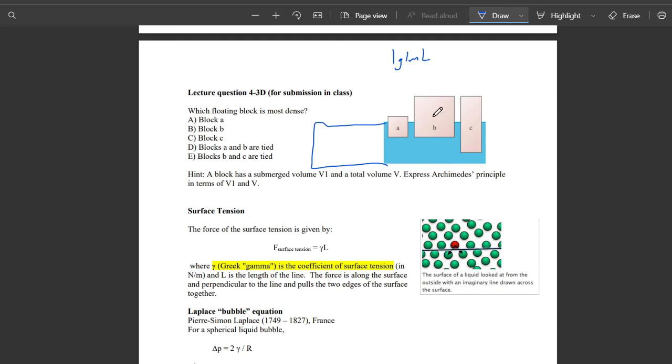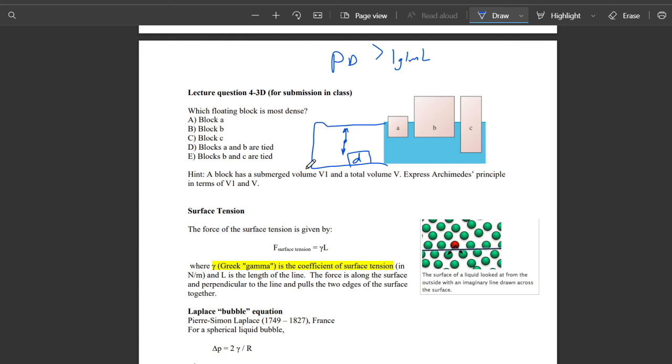Let's then consider what happens when the density of an object is greater than the density of water. So we have object D at the bottom here, and object D is submerged, which means that the density of object D is greater than the density of water, which is why it's submerged. The weight force acting downward is greater than the buoyant force acting upward, meaning that object D has submerged.